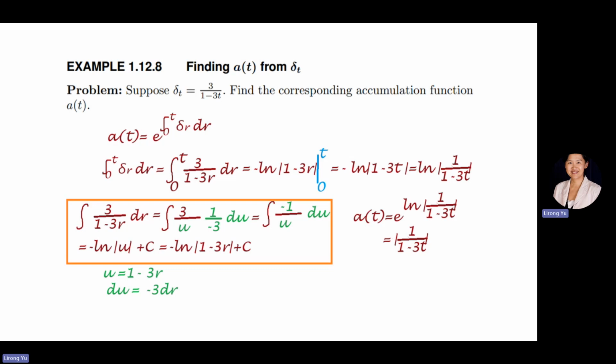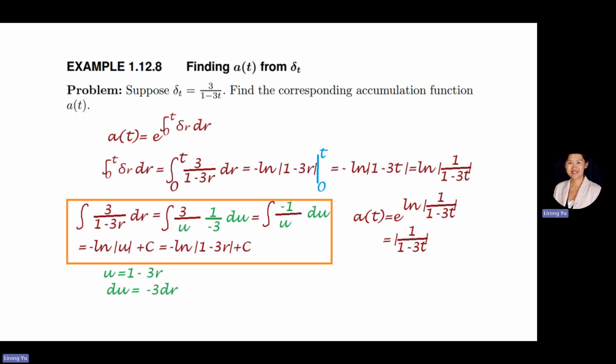Any questions? If we already have that, all we have to do is take this one and plug in 0 for r and t for r, because it's a definite integral. If you plug in 0, it's the natural log of 1, which is 0. So all we have to do is focus on the upper limit. Plug in t for r, and you have negative natural log of 1 minus 3t. The negative outside the logarithm is actually a negative 1 power inside the logarithm. That's actually 1 over 1 minus 3t.